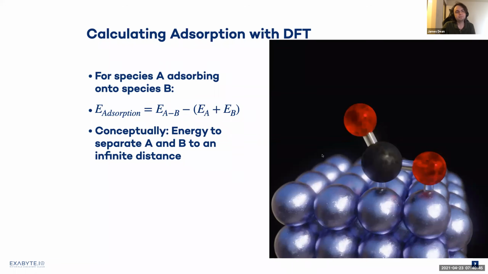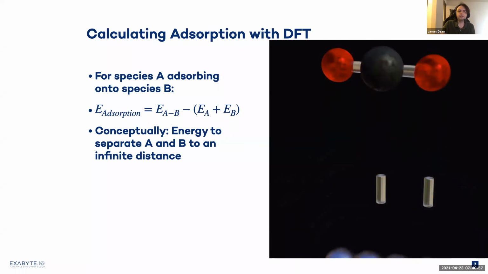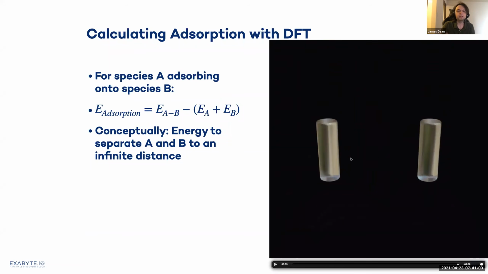We first calculate the energy of the adsorbed state, here carbon dioxide on the surface, and then we subtract off the energy of the surface and the energy of the carbon dioxide. Whatever energy is left over, intuitively, would be the energy coming from the interaction between the two. Conceptually, another way we can think about this equation is that this is the energy required to separate the two to an infinite distance starting from the adsorbed state. So those are 2 different ways of thinking about how adsorption can be calculated computationally.